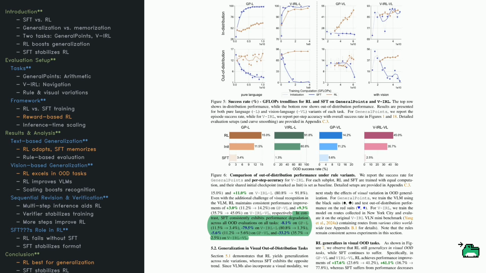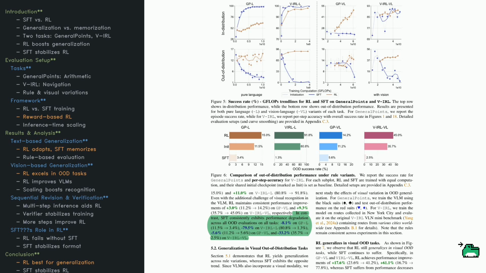Figure 6 makes this even more obvious. It shows out-of-distribution success rates for different tasks. RL consistently outperforms SFT in every setting, with massive improvements in vision language tasks. In one case, RL boosts accuracy from 35.7% to 45.0%, while SFT collapses from 35.7% to just 2.5%. The trend is clear. RL is far better at handling new variations, while SFT gets stuck memorizing the training data.